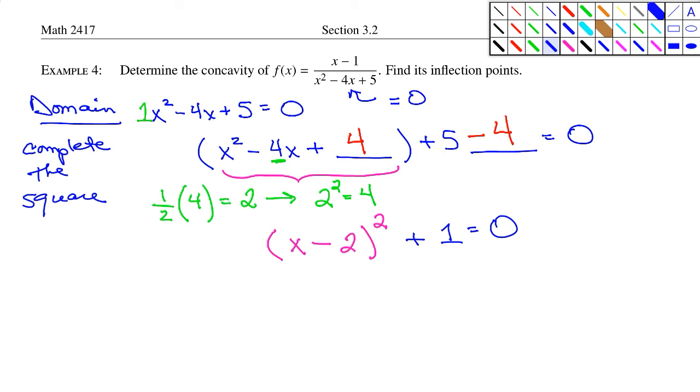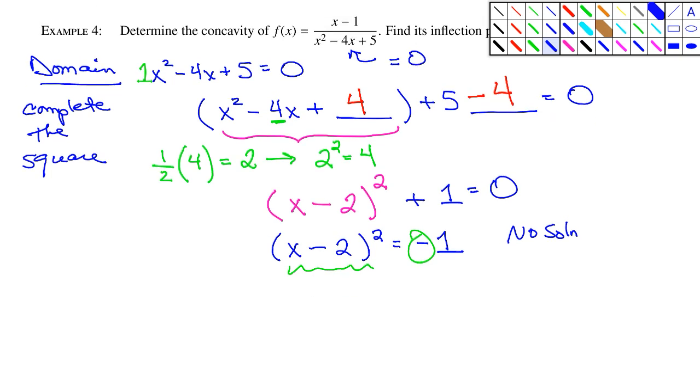We're going to use that to solve this equation. The next step in solving this would be to move the 1 to the right side. And that gives me x minus 2 squared equals negative 1. And there's the problem. You can't square a value and have it equal to a negative. So therefore, there are no solutions to this equation. Since there were no solutions, that means the domain does not have any bad points where it's undefined. And so the domain is all real numbers.